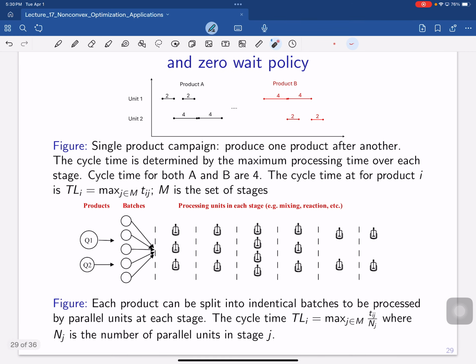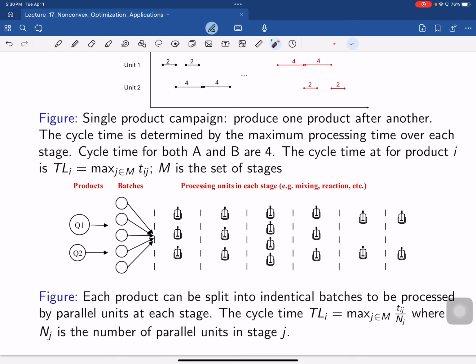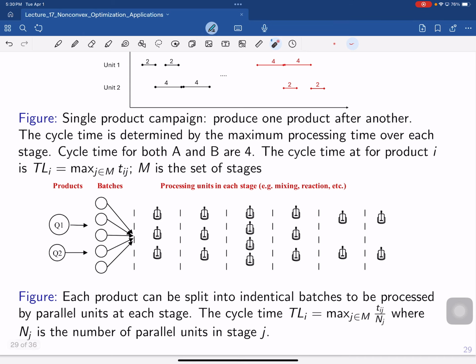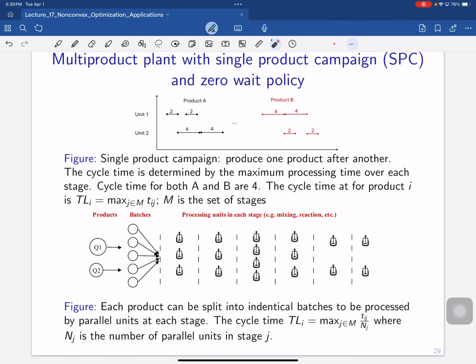Okay. And now let's assume you can have some parallel units. Not only you have 1 unit, but then maybe you have 3 units at stage 1 and 3 at stage 2 and so forth. Okay. Then the cycle time will be determined by the max over all the stages, but then the processing time can be divided by n, where n is the number of parallel units in stage J, right? So let's assume you can run all the jobs in parallel, then you can cut the time by 1 over n. Okay. That's sort of the setup of this problem.